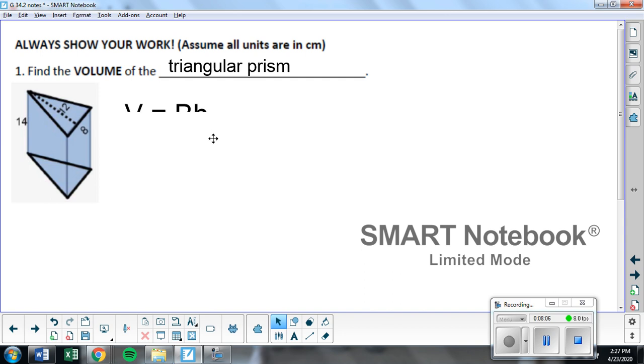Always start with the formula and some nice blanks. So we have to find two things, area of the base and the height. So off to the side, I'm going to put capital B, just like yesterday. What shape is the base? It's a triangle. So you need to write capital B, so it's labeled, and what B stands for, the area of the base, triangular base in this case. 1/2 base times height. Take a look at your triangle. What is the base and the height of the triangle? 8 is the base, 12 is the height.